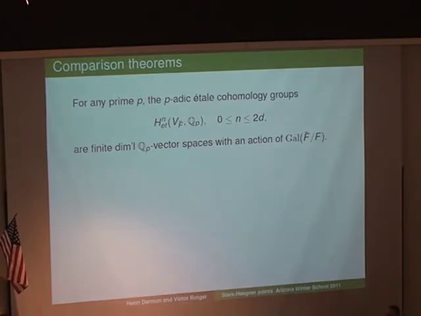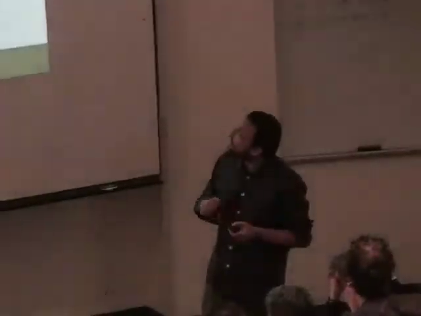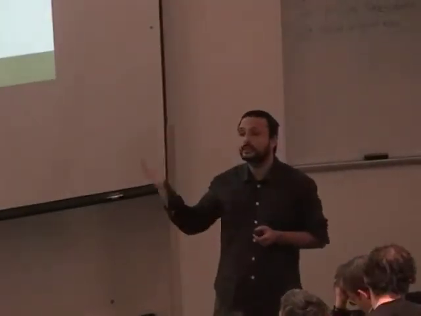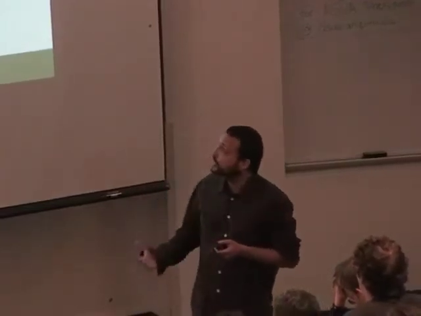Okay, so let me explain two basic comparison theorems, because attached to V there are several cohomology theories. The basic one that we will be using is the de Rham one that I just explained. But you can also attach to it, for any prime p, what people call the p-adic étale cohomology groups. We will denote them this way. And these are also defined for any n between 0 and twice the dimension. And the only thing we need to know here is that these are also finite dimensional spaces.